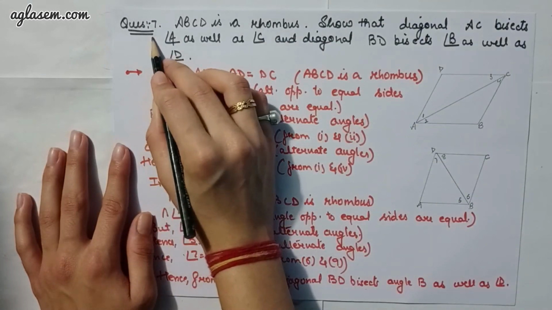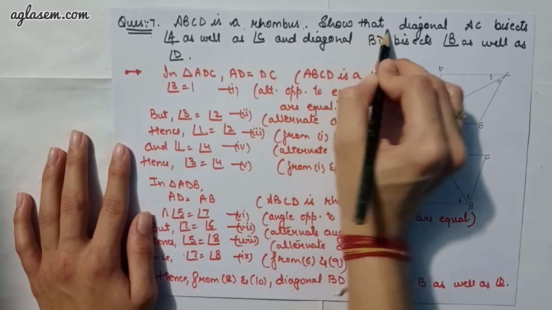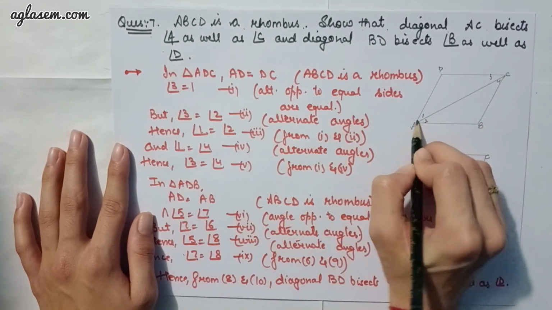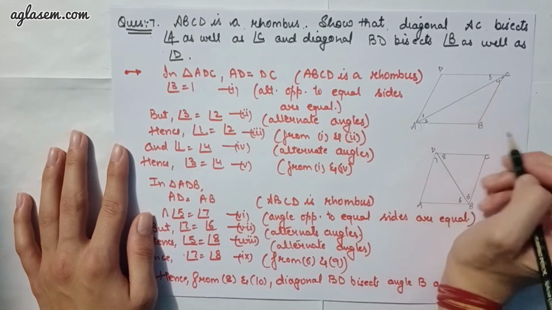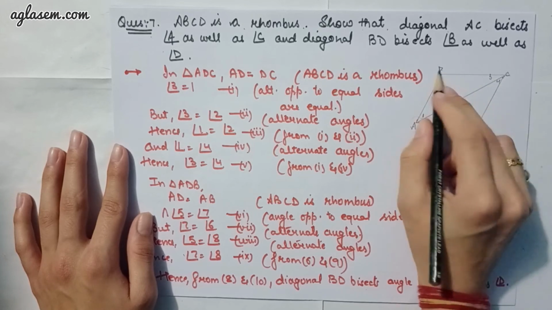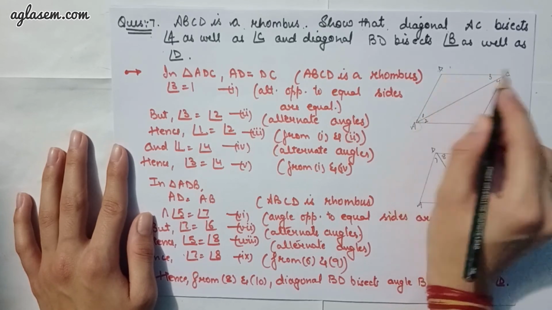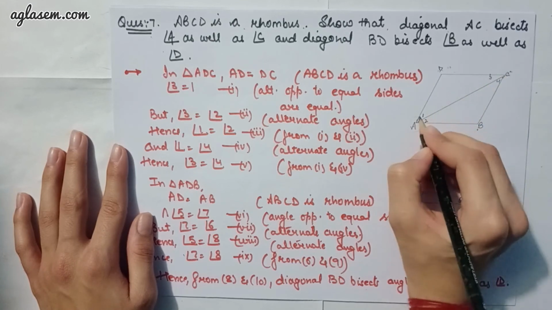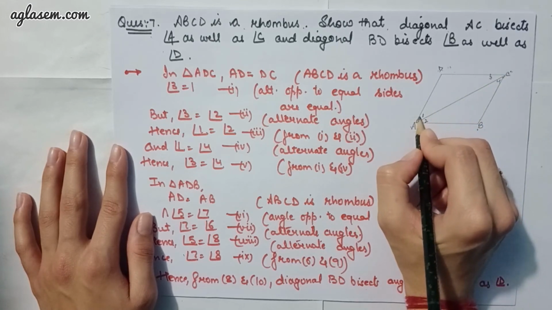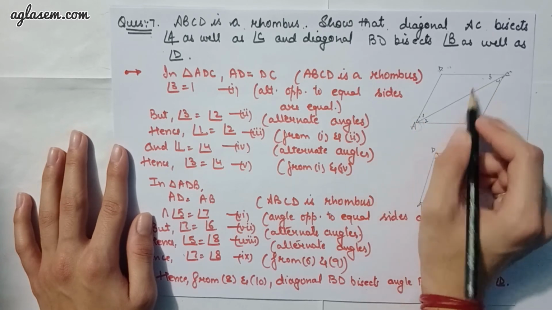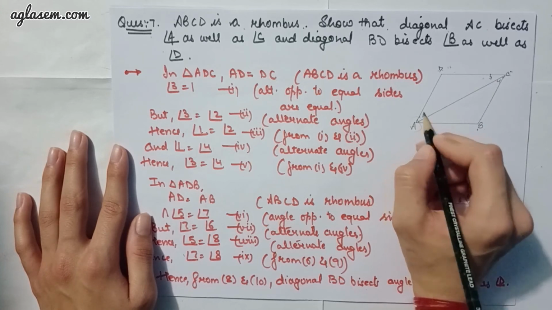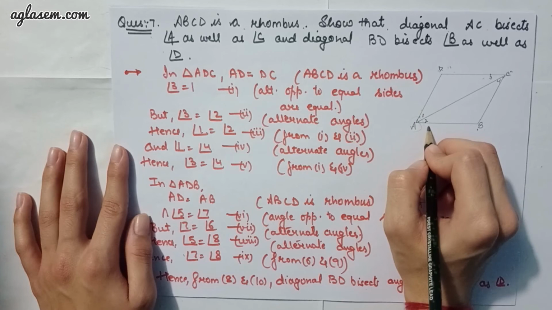Now, question number 7 says ABCD is a rhombus. We have to show that diagonal AC bisects angle A as well as angle C, and diagonal BD bisects angle B as well as D. So, in triangle ADC, AD is equal to DC, that is, ABCD is a rhombus. That is, angle 3 equals angle 1, as angles opposite to equal sides are equal. But angle 3 is equal to angle 2, second equation, which says alternate angles. So, angle 2 is equal to angle 1 from first and second equation.